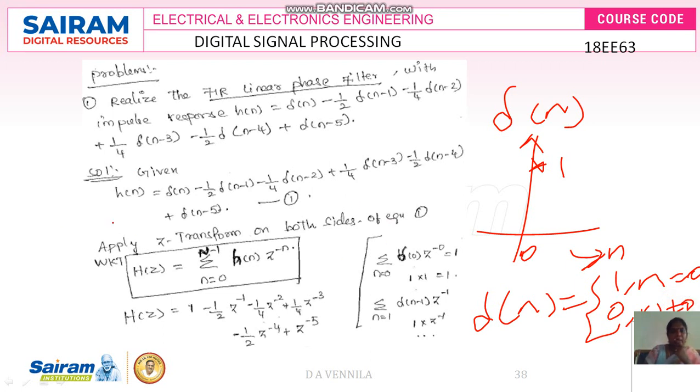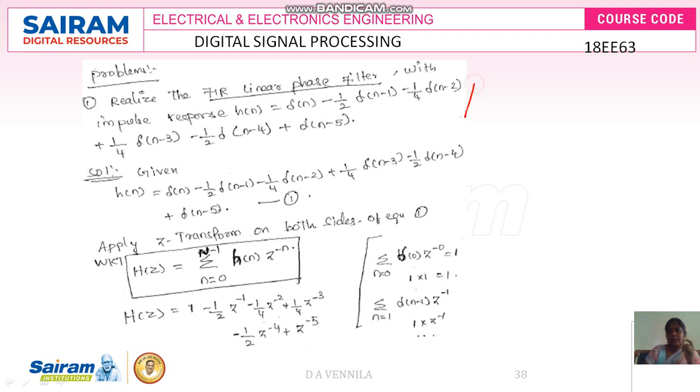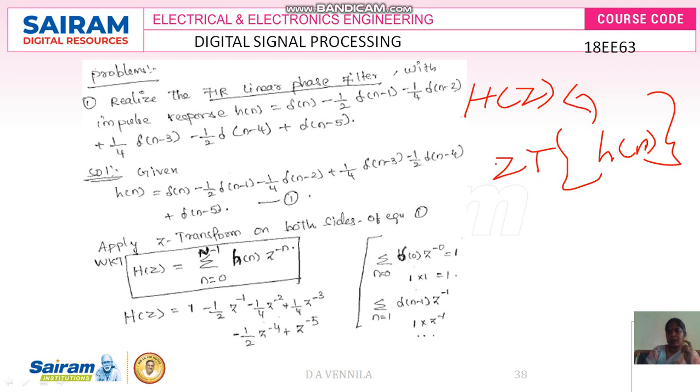And now substitute. We know that the transform of h of n is h of z. Now we know the formula h of z equal to summation n equal to 0 to N minus 1 of h of n z power minus n. Now h of z equals 1 minus 1 by 2 z power minus 1 minus 1 by 4 z power minus 2 plus 1 by 4 z power minus 3 minus 1 by 2 z power minus 4.